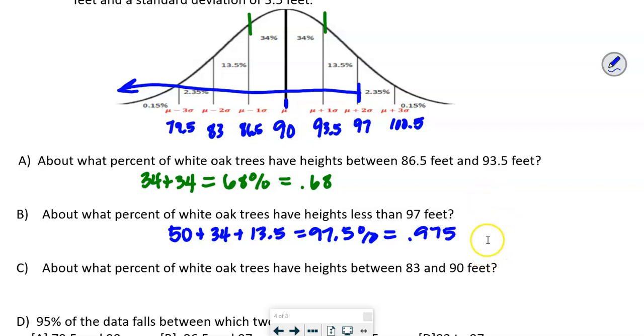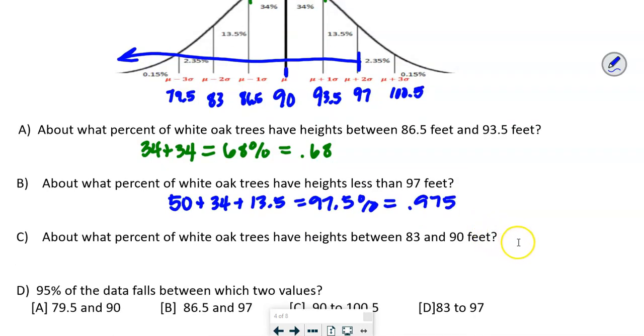All right, our next one is going to be about what percentage of white oak trees have a height between. Okay, so this time we've got our 83 right here and our 90 right there. So this time the only two we're adding together is our 13.5 plus our 34. So when we add those together, we're going to get 47.5%.